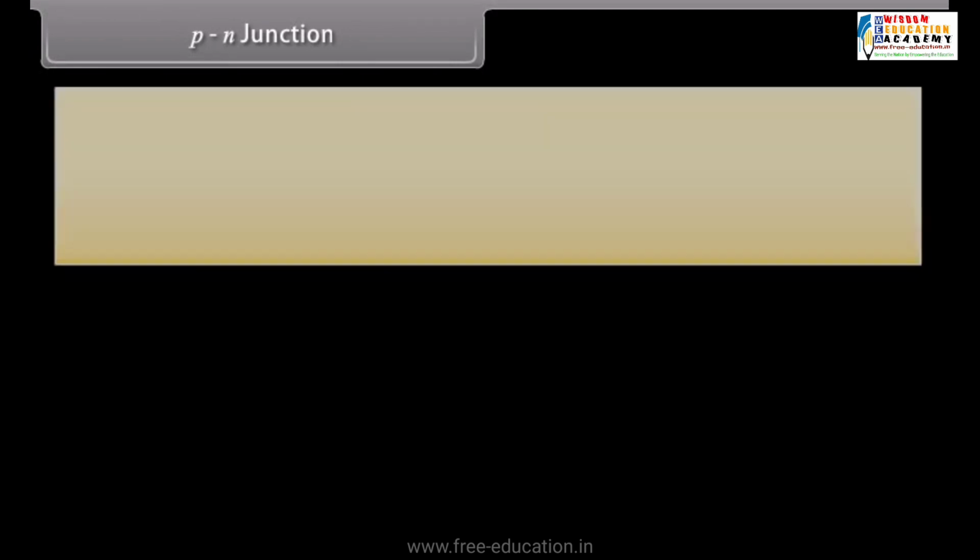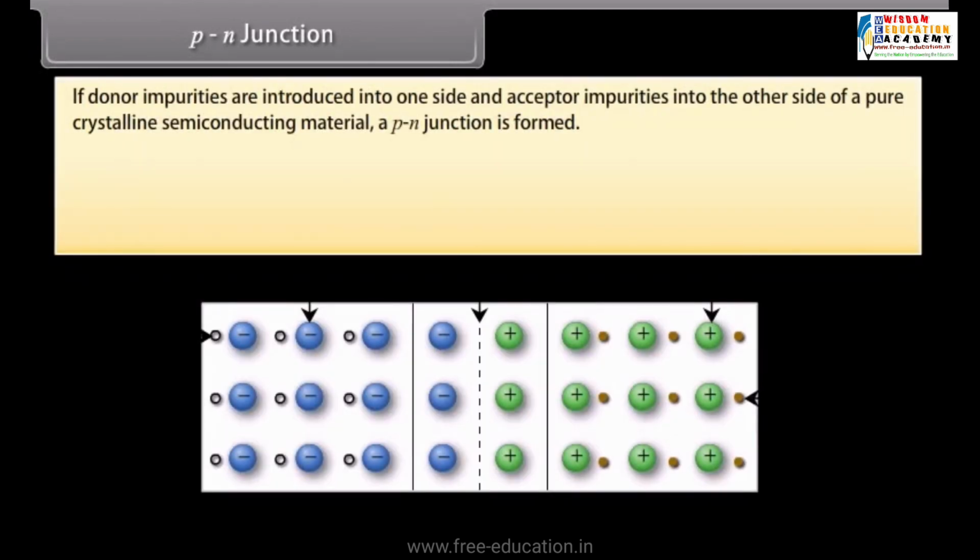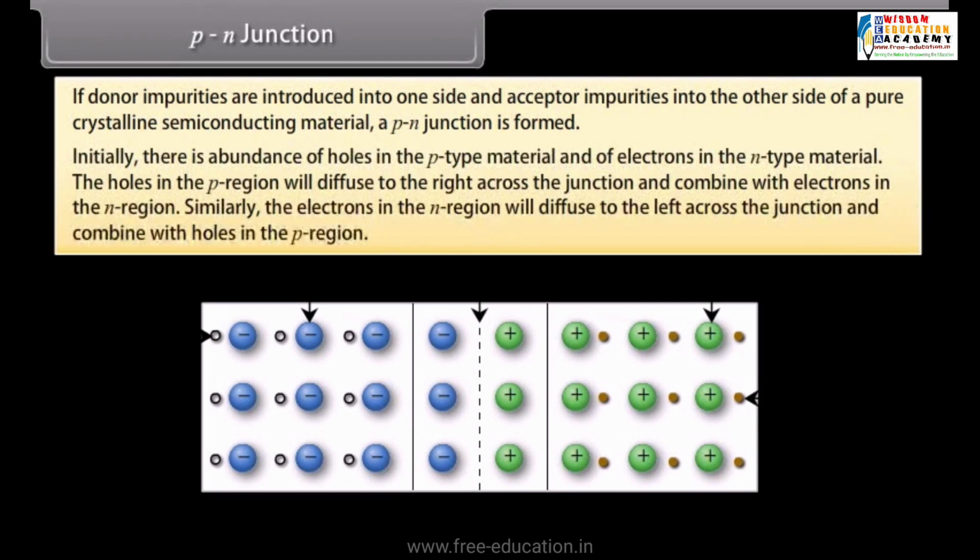P-N junction. If donor impurities are introduced into one side and acceptor impurities into the other side of a pure crystalline semiconducting material, a p-n junction is formed. The donor ion is indicated by a positive sign because after this impurity atom donates an electron, it becomes a positive ion. The acceptor ion is indicated by a minus sign because after this atom accepts an electron, it becomes a negative ion. Initially, there is abundance of holes in the p-type material and of electrons in the n-type material.